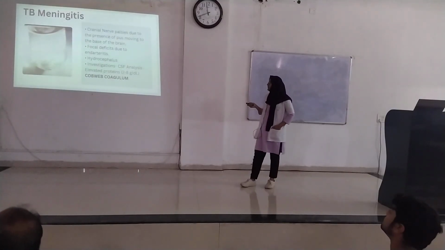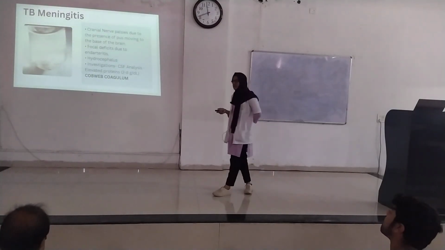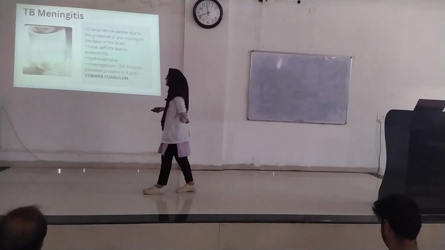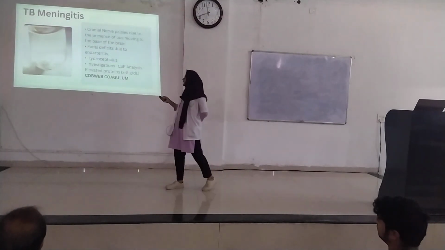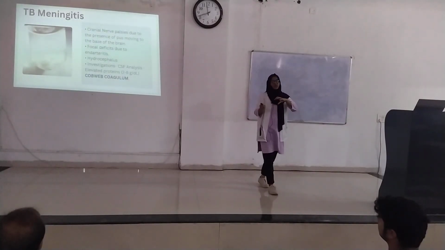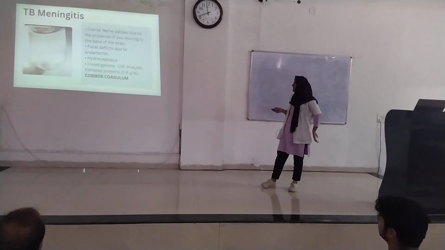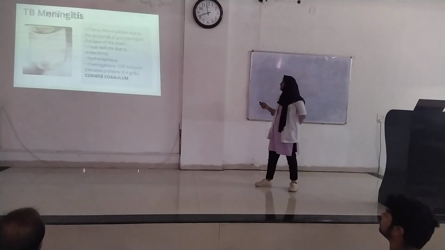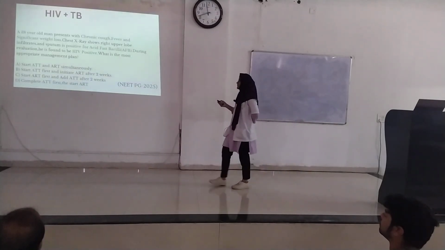How do you investigate? Investigation for tubercular meningitis is CSF analysis, and usually there are elevated proteins, about 2 to 8 grams per deciliter. A specific finding you will see in the CSF analysis is a cobweb-like appearance due to the formation of fibrin. Now last, we will discuss HIV along with tuberculosis.